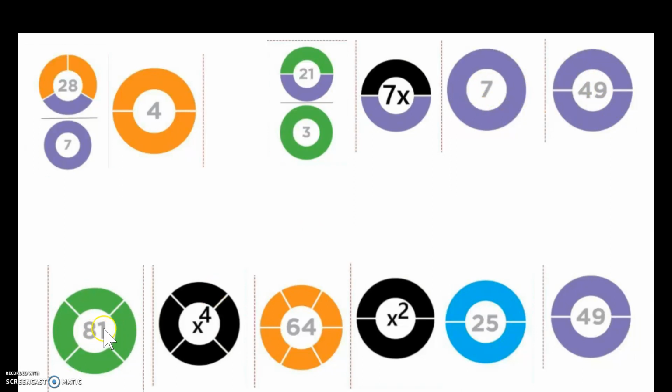Here, for 81, we could say x equals 3. And if we've got the 25 and this one, we could say x squared equals 5, or x equals plus or minus the square root of 5. So you could get fancier given your mathematical ability.